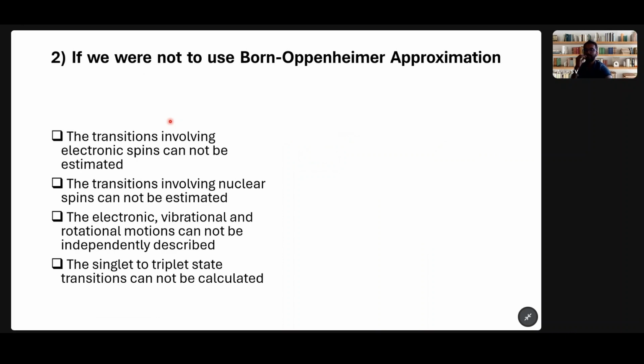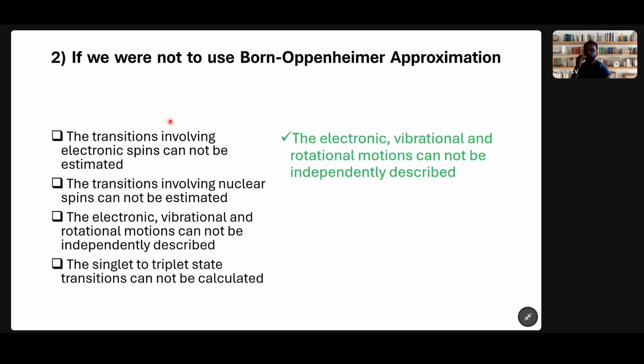The second question is, if we were not to use the Born-Oppenheimer approximation, what would happen? If we do not use the Born-Oppenheimer approximation, then the electronic, vibrational, and rotational motions cannot be independently described. Only using the Born-Oppenheimer approximation are we able to relate the energies, the wave functions, as well as the Hamiltonians of your electronic, vibrational, and rotational motions, as well as your nuclear spin actions. These concepts are applied for the next two or three questions as well.